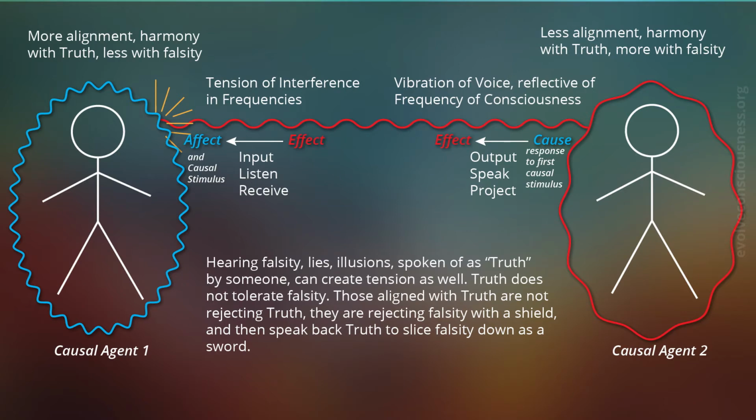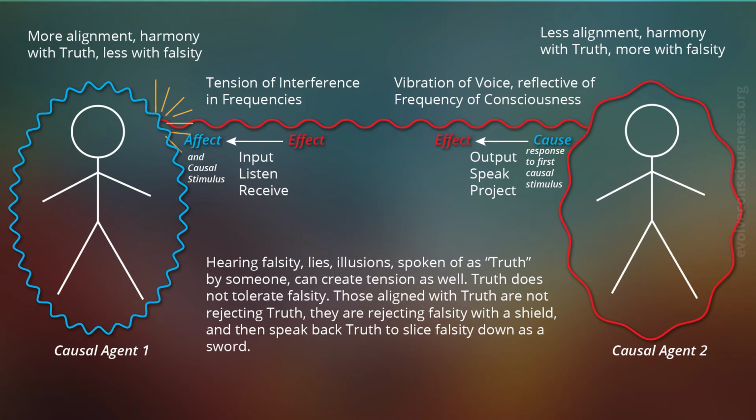And again, that tension interferes in frequencies. So when someone speaks falsity to you, and you're at a higher frequency contact with truth in reality, that's going to create tension and interference as well. Hearing falsity, lies, illusions spoken of as truth by someone can create tension as well. Truth does not tolerate falsity. Those aligned with truth are not rejecting truth, they are rejecting falsity with a shield, and then speak back truth to slice falsity down as a sword.